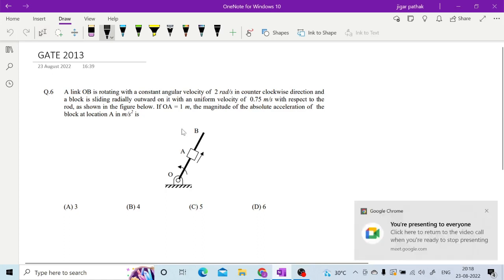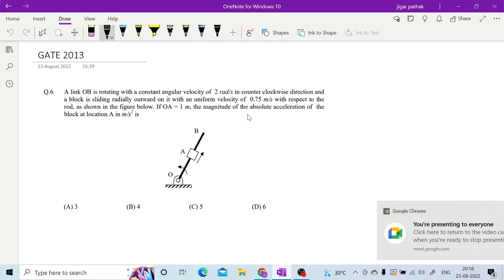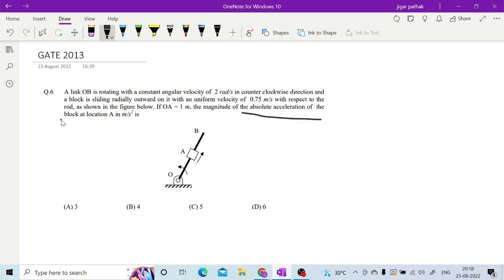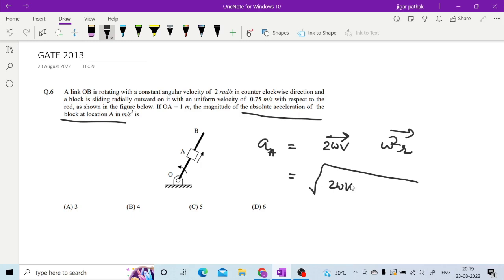Because here what we are going to do is find the absolute acceleration of the block at location A. If absolute acceleration is needed, then we have to take the vector sum of 2 omega v and omega square r. So 2 omega v will be in the direction perpendicular to the link and omega square r will be along the link length. Once you calculate these values, you take the square of each, sum them, and take the square root.